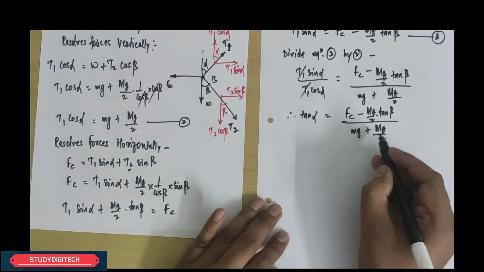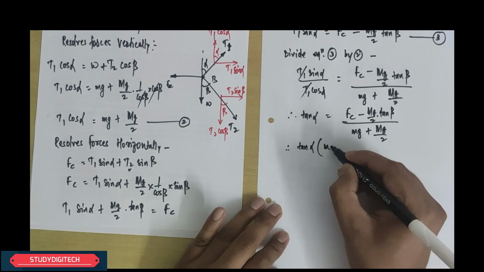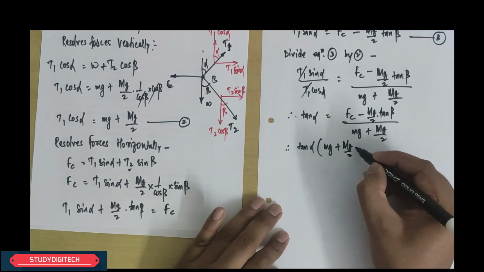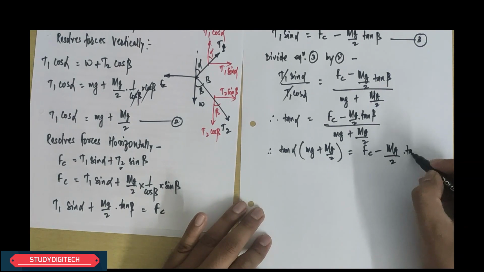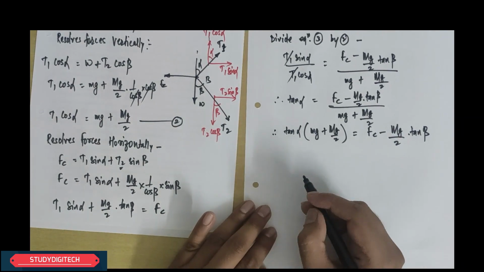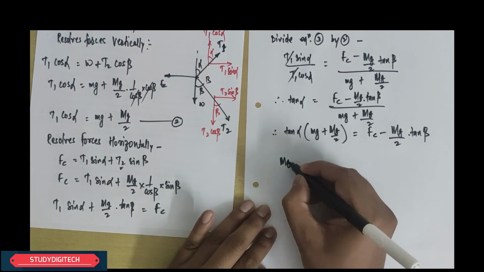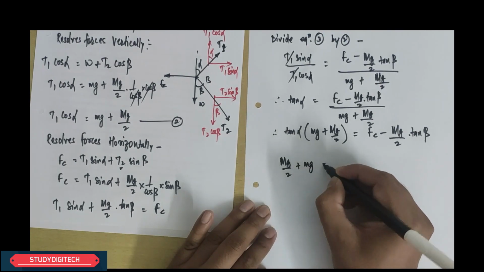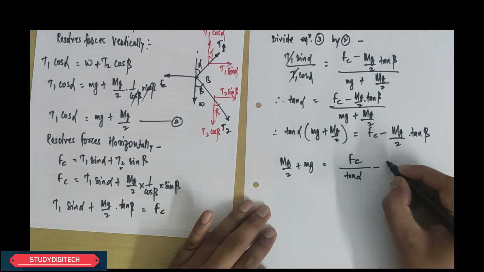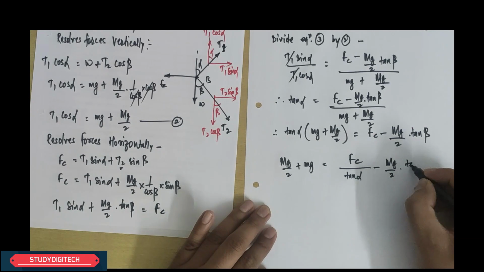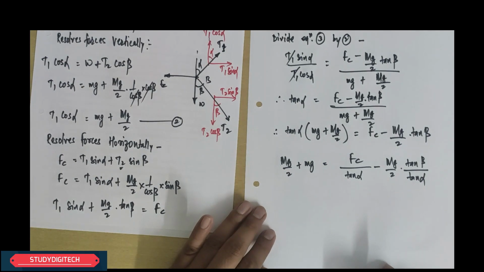Then next we will take this term on left side. So therefore tan alpha into bracket small mg plus capital Mg by 2, which is equal to Fc minus capital Mg divided by 2 into tan beta. So we'll take now tan alpha on this side. So equation we have mg by 2 plus mg, which is equal to Fc divided by tan alpha minus Mg divided by 2 into tan beta divided by tan alpha.